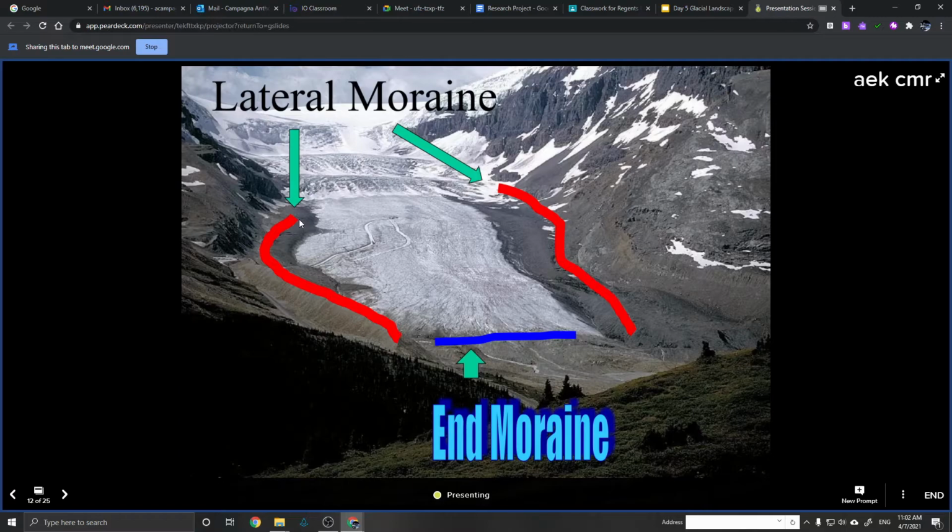Now, at the very end of the glacier, you're going to find two things. You'll find all the lateral moraines meet up, and then you'll also find the end moraine, which we sometimes refer to as a terminal moraine. The very last one we call the terminal one.